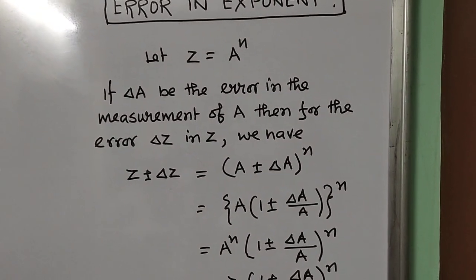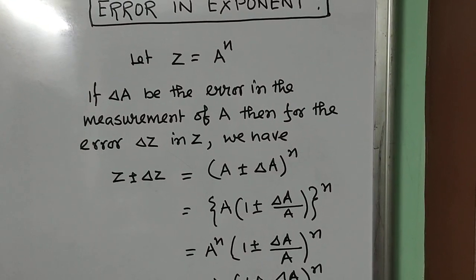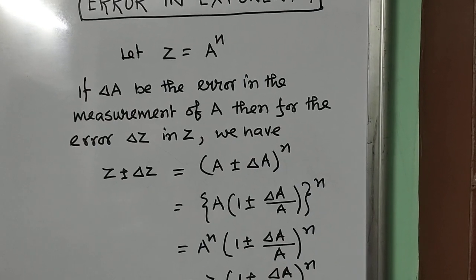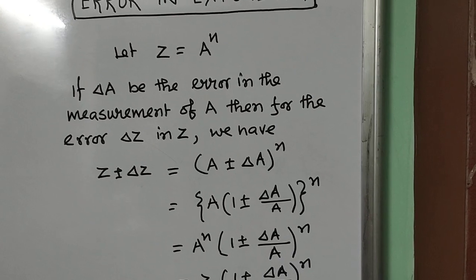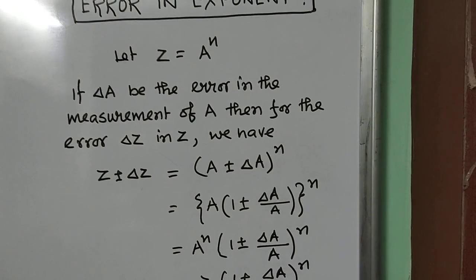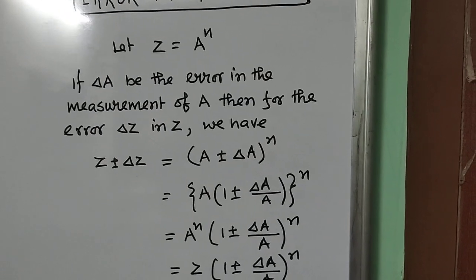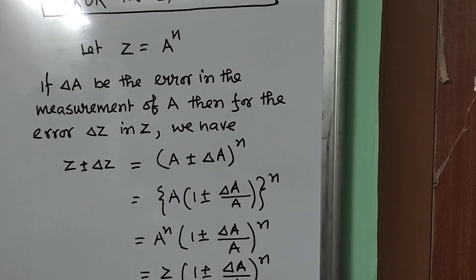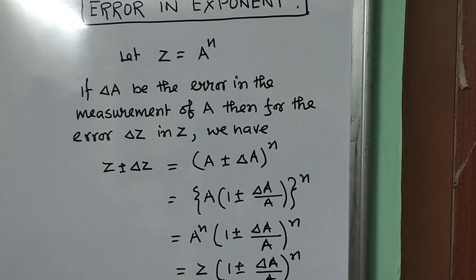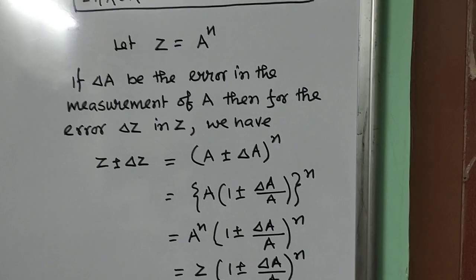So if delta A be the error in the measurement of capital A, then for the error delta Z in Z, because once we substitute the value of A after measuring, if it carries some error, then definitely in Z also there may be some error. So if delta Z be the error in Z, then Z plus minus delta Z equals A plus minus delta A, bracket to the power n. And here we are assuming plus minus sign because error may be more or less than that of the actual value. So that's why we are considering plus minus sign.